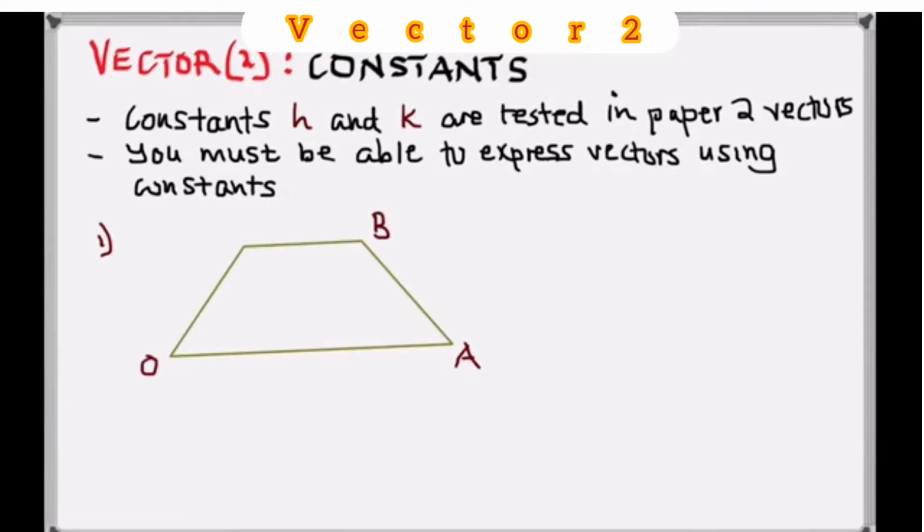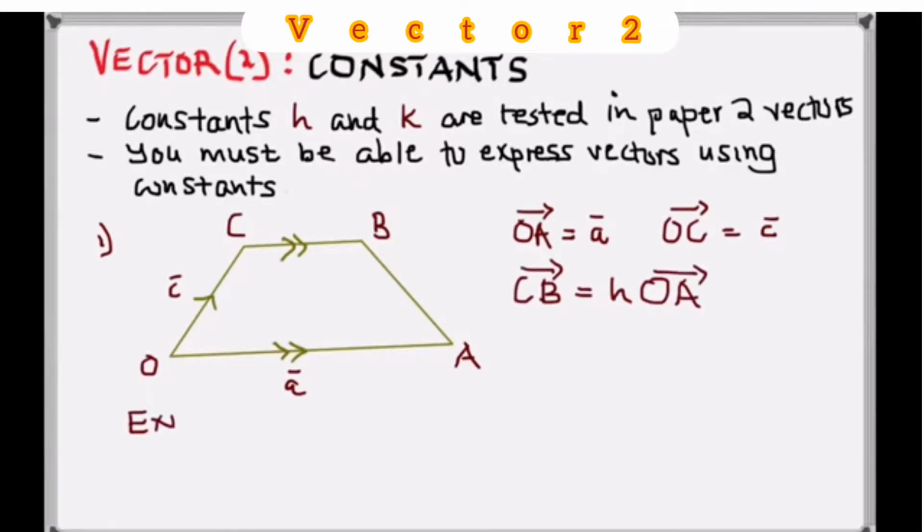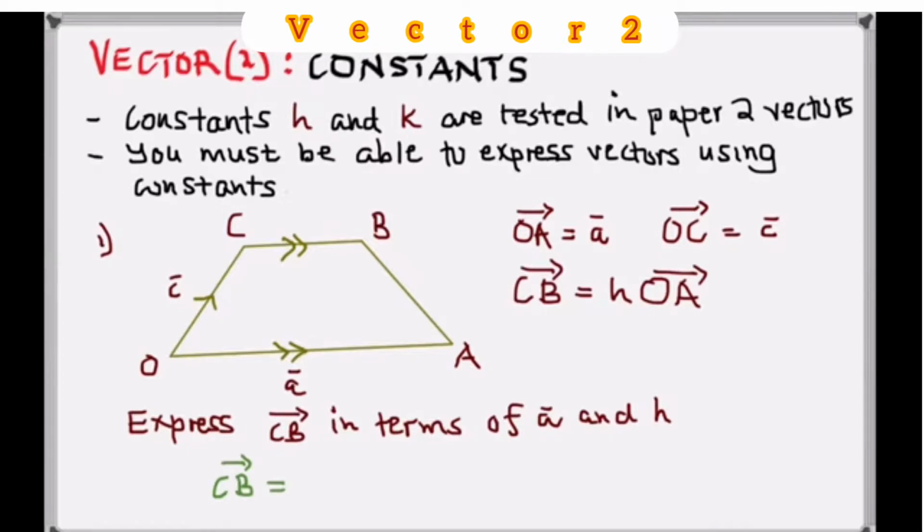For example, this is my example here with O, A, B, C. Vector OA is represented by vector A here, vector OC is represented by vector C here, and vector CB is equal to h vector OA, which means there is a constant which will multiply the quantity for vector OA, which is A. Therefore, to solve this, we just multiply the constant by the quantity. So vector CB is equal to h times vector A, which is equal to h vector A.